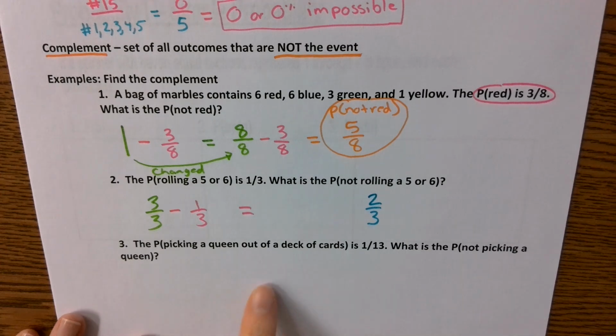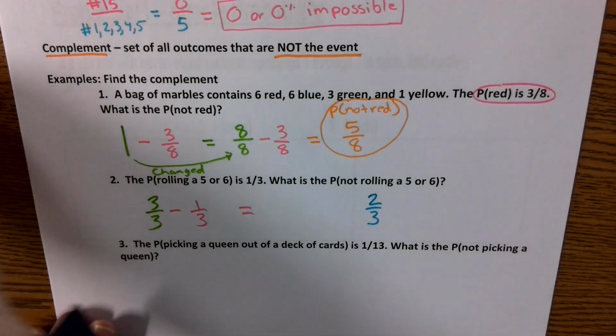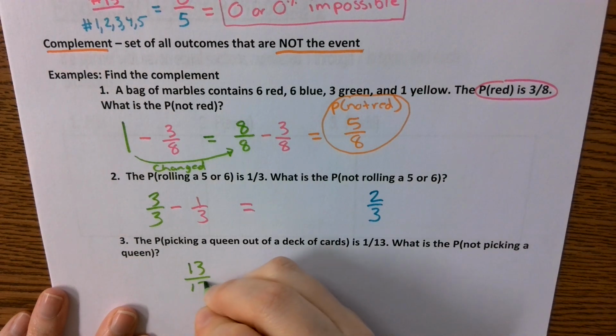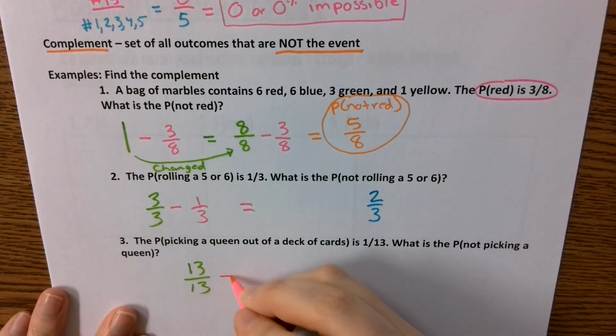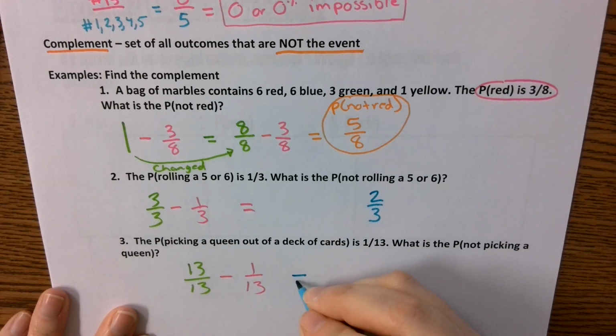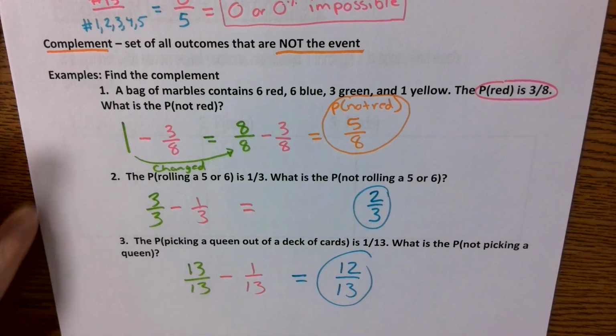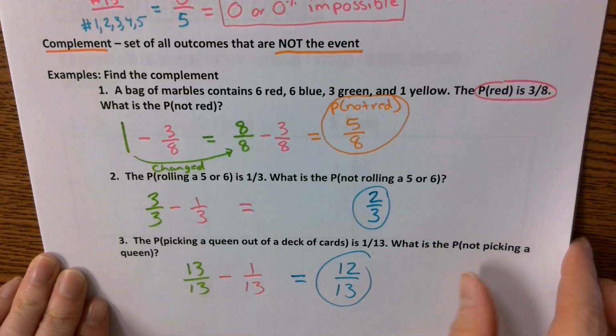Okay, what about problem 3? Picking a queen out of a deck of cards is 1 out of 13. What's the probability of not picking a queen? That would be what? 12/13. Again, 1 whole, which would be 13 out of 13, we would subtract the probability that we do have, which was 1 out of 13, and that's going to leave you with a probability of 12 out of 13. Okay, so you should have gotten 2/3 and 12 out of 13. Go ahead and flip it to the last page.